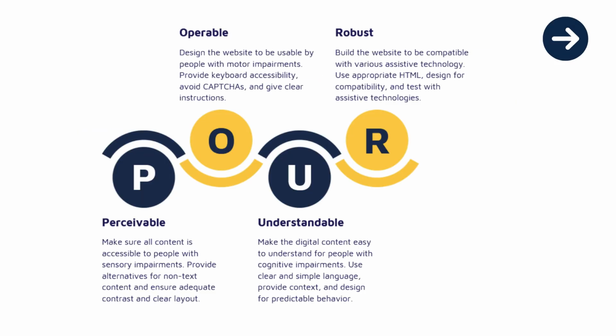Let's talk about the POUR principles, 4 simple but powerful guidelines that make digital content accessible to everyone. First up, perceivable. This means ensuring web content is designed for all senses. For example, providing alt text for images, captions for videos, and strong color contrast helps users who are blind, visually impaired, or in situations like bright sunlight on a mobile screen. If web content can't be seen or heard, it can't be understood.